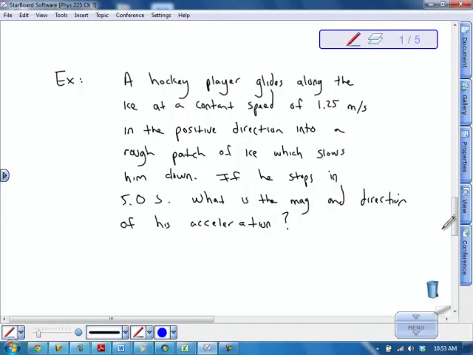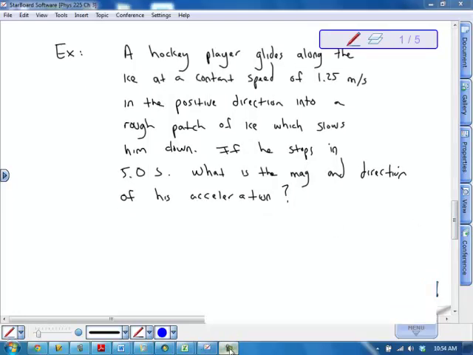All right? Here's an example then. Let's say a hockey player glides along the ice at a constant speed of 1.25 meters per second in the positive direction. And then they hit a rough patch of ice which slows him down. If he stops in 5 seconds, what is the magnitude and direction of the acceleration?